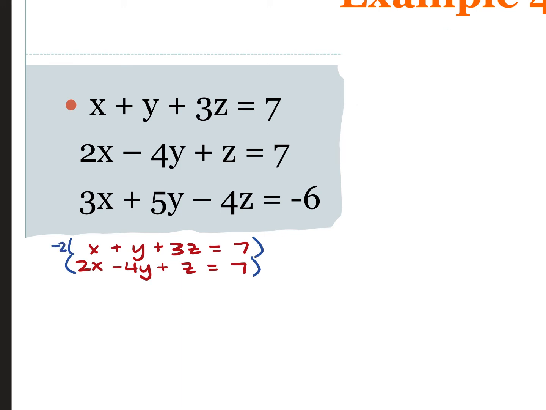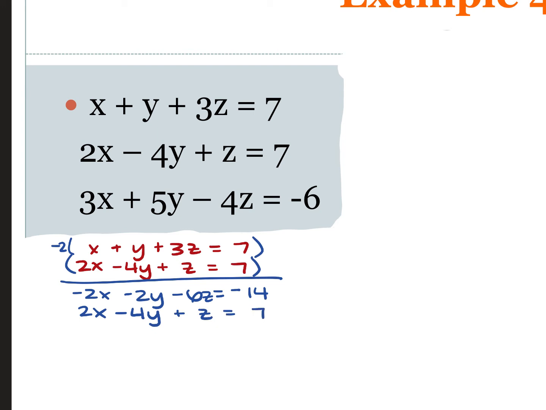If we distribute in a negative 2 to the top, we're going to have negative 2x minus 2y minus 6z is equal to negative 14, as well as the bottom, which is 2x minus 4y plus z is equal to 7. So we're going to combine those. Those x's cancel out. Negative 2y minus 4y is negative 6y. Negative 6z plus z is negative 5z. And negative 14 plus 7 is negative 7.